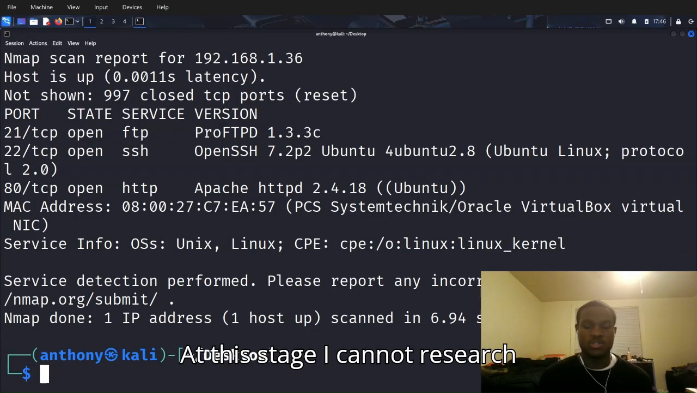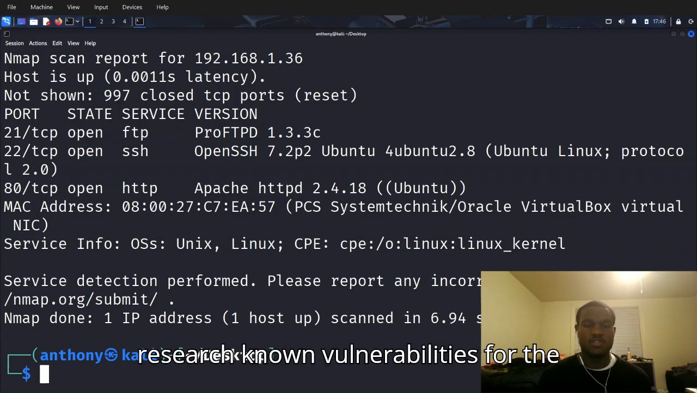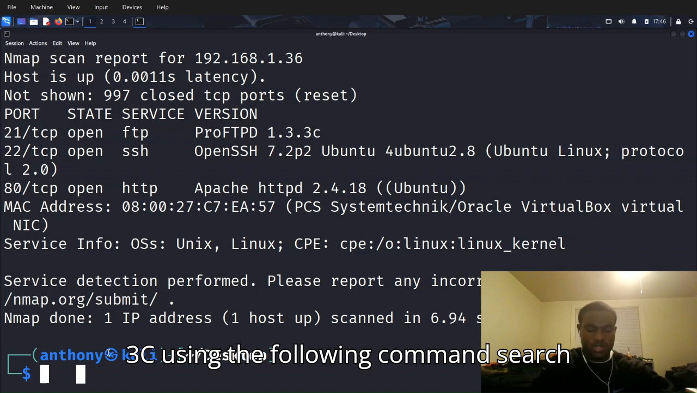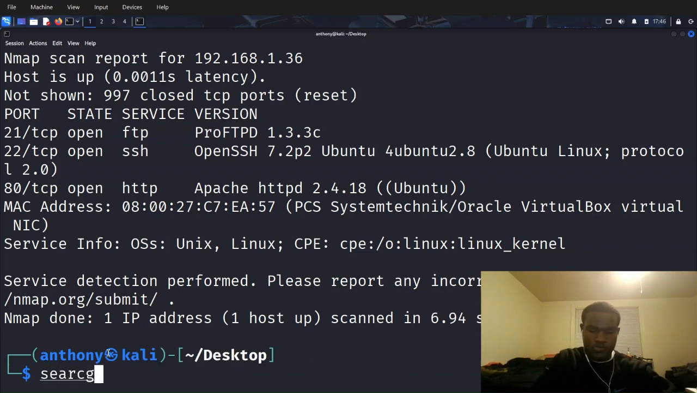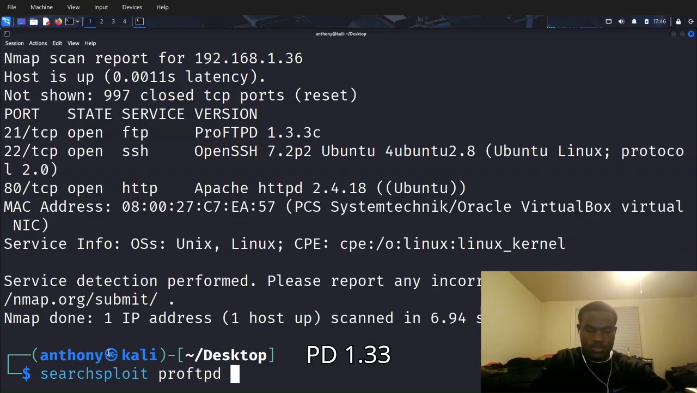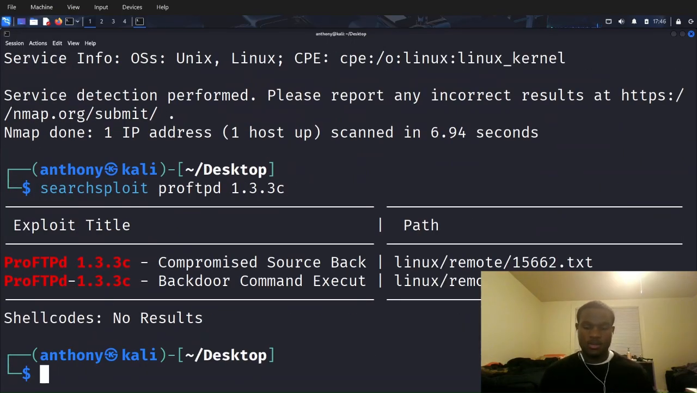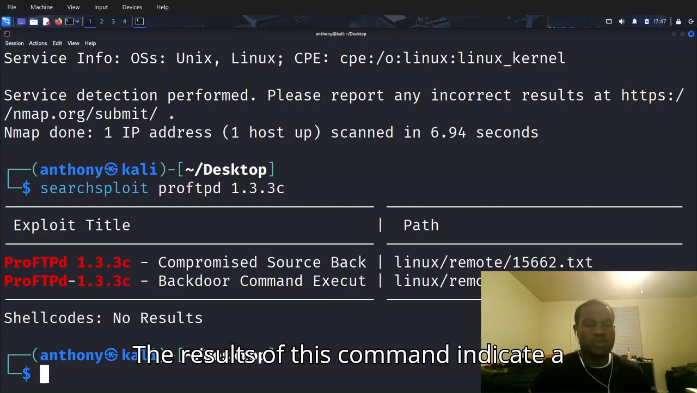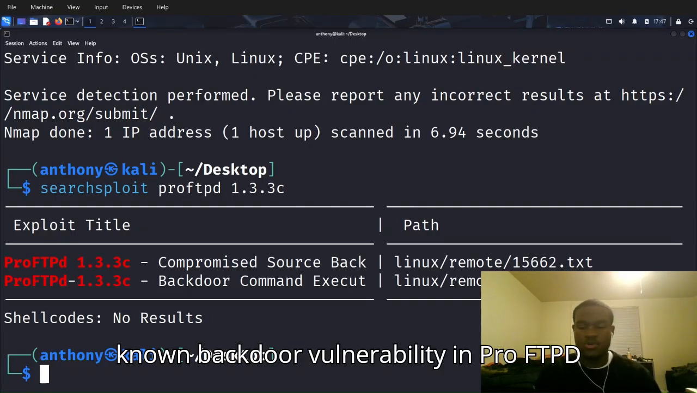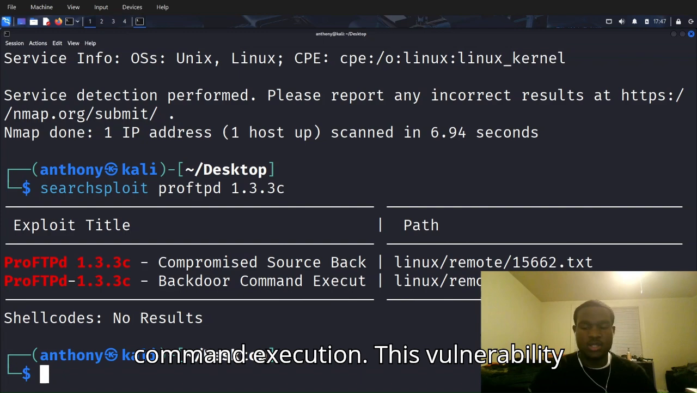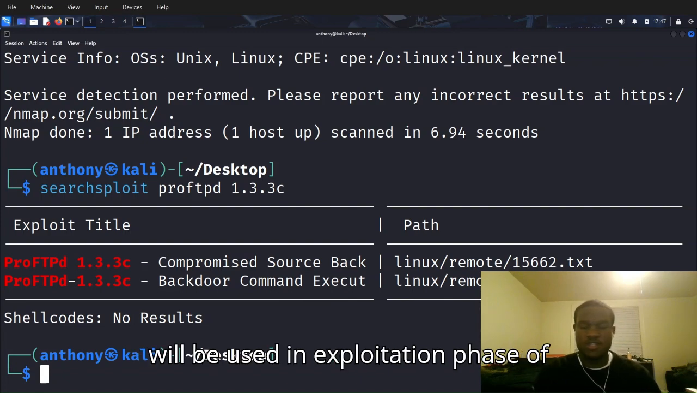At this stage, I can now research known vulnerabilities for the identified service, ProFTPD 1.3.3c, using the following command: searchsploit ProFTPD 1.3.3c. The results of this command indicate a known backdoor vulnerability in ProFTPD version 1.3.3c, which allows remote command execution. This vulnerability will be used in the exploitation phase of my basic penetration test.